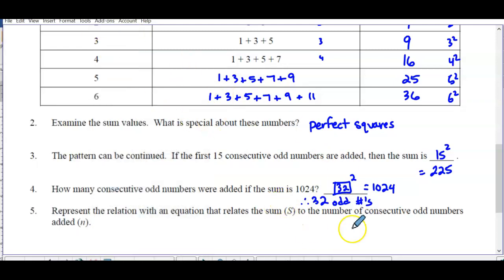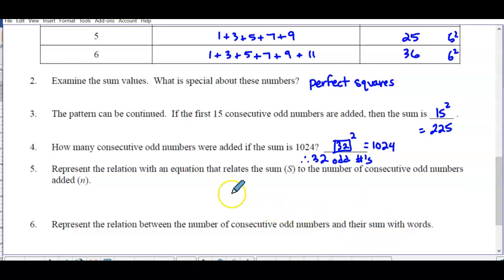Represent the relation with an equation that relates the sum S to the number of consecutive odd numbers. So the sum will equal, that's a capital S, the number of consecutive odd numbers squared. That's your equation. Notice how it's not linear. Linear would have just the variable n, nothing raised to an exponent.